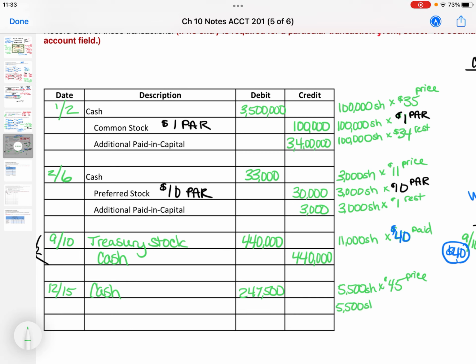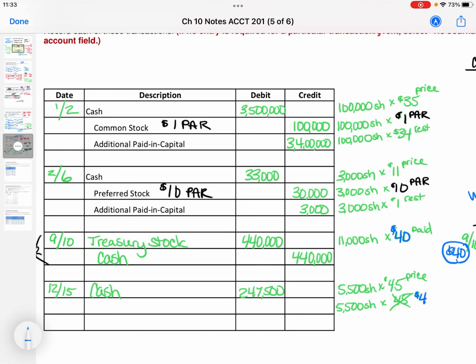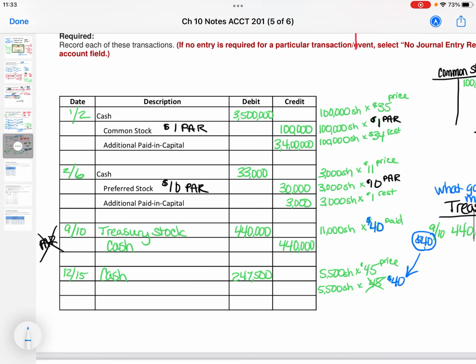But when I go to do the treasury stock, to decrease my treasury stock, I can't do $45. So I'll still do my number of shares, 5,500. I can't do 45 because what goes in must come out, right? Oops, sorry, I just wrote the wrong amount and I wanted to change to this color. It's got to be $40 a share. What goes in must come out. So the amount that it went in at, $40, it has to come out at $40.